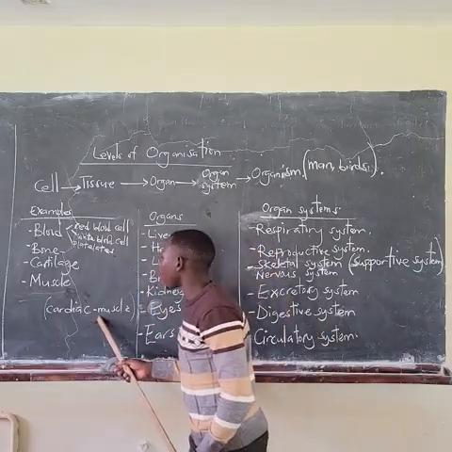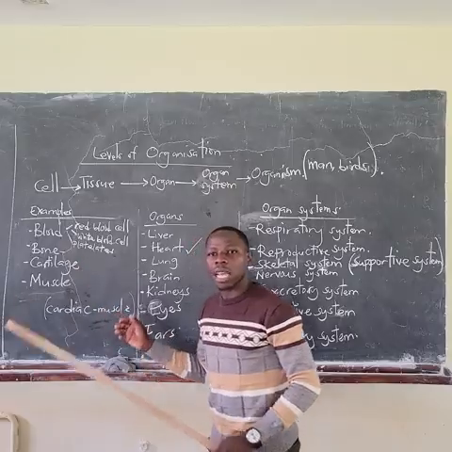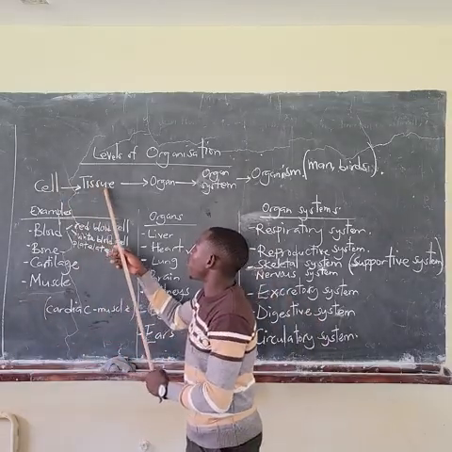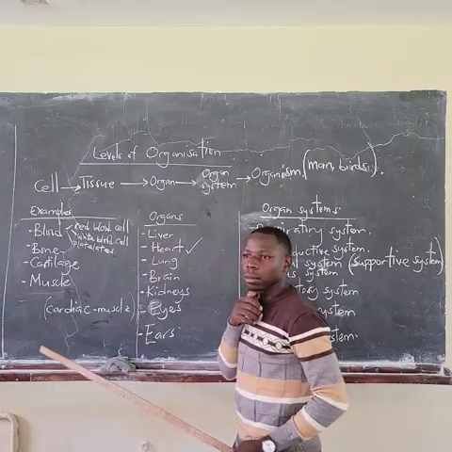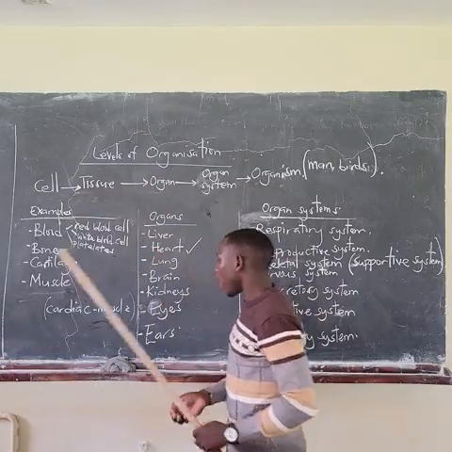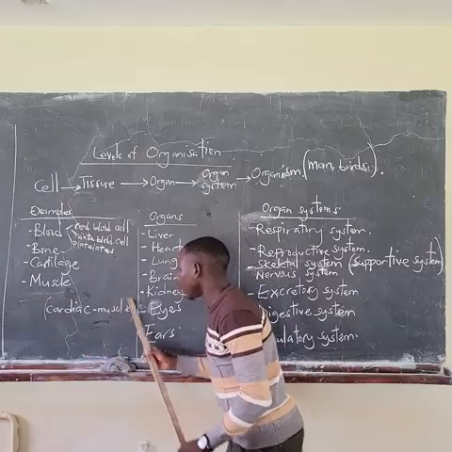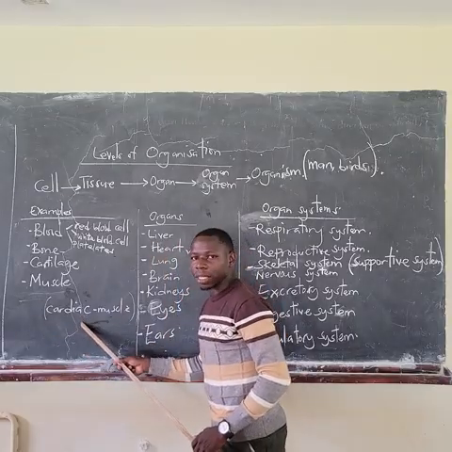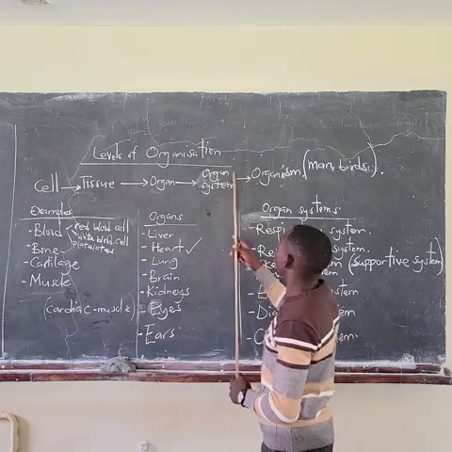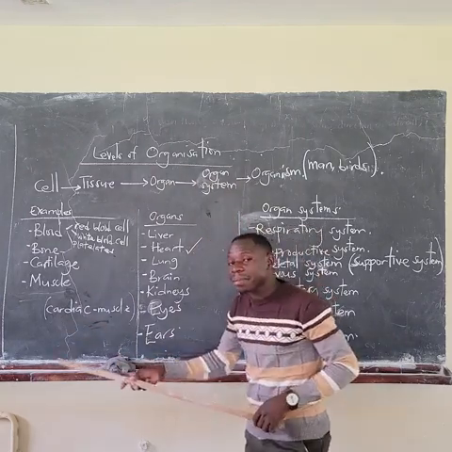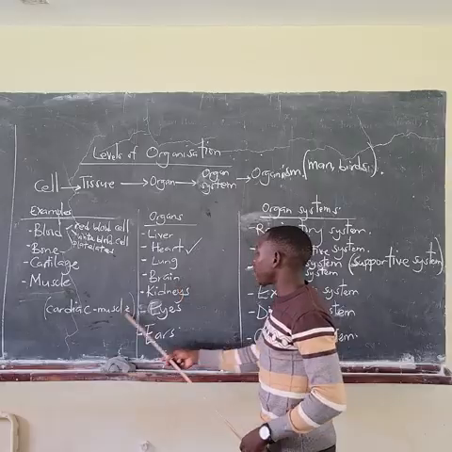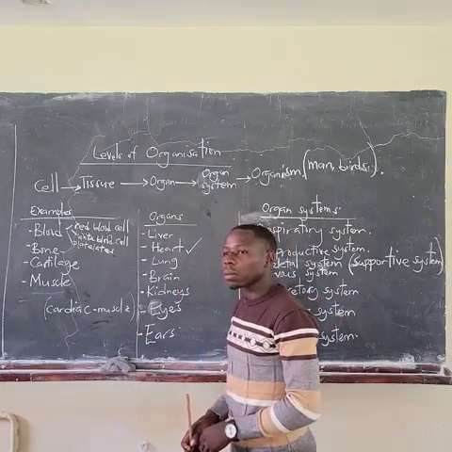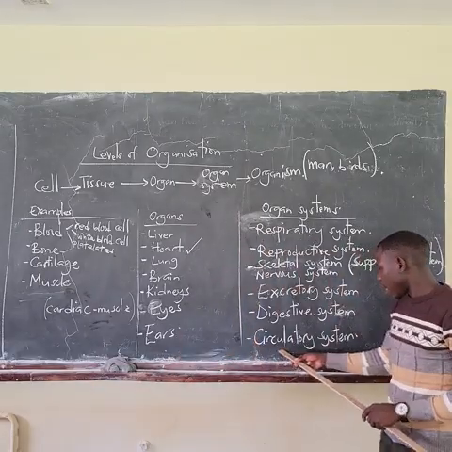But these tissues are formed as a result of cells coming together. Hope you are seeing how we are moving from a cell to a tissue, and from a tissue to an organ. We are moving in a line. Now, this organ which has been formed, the heart, from the tissue which is cardiac muscle, is going to be part of a certain organ system. For this case, which system of the body does the heart belong to? That is the circulatory system.